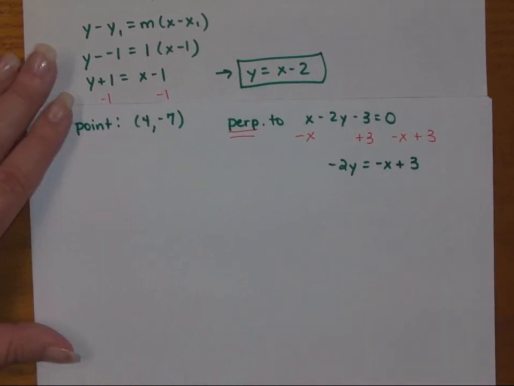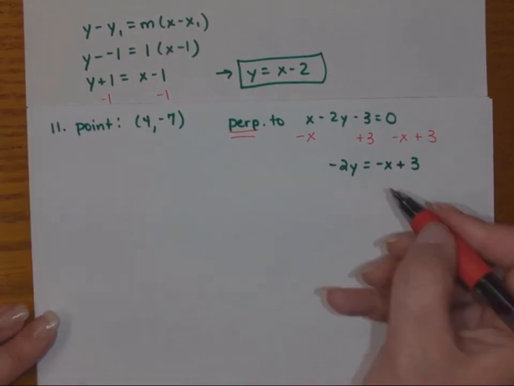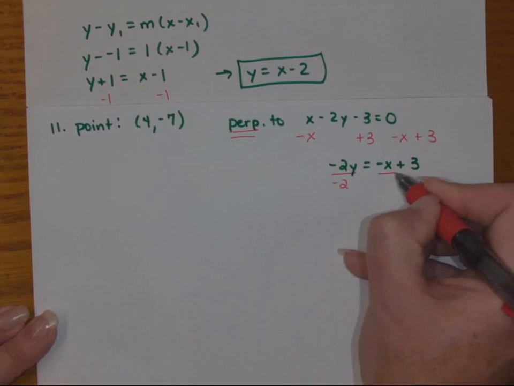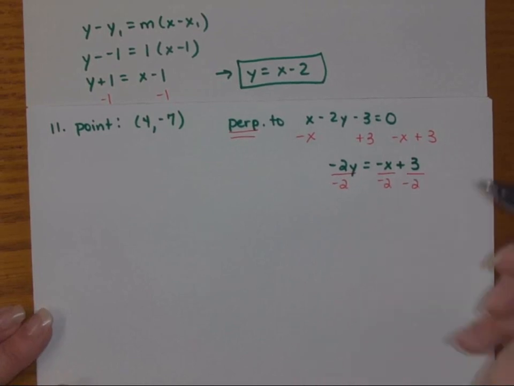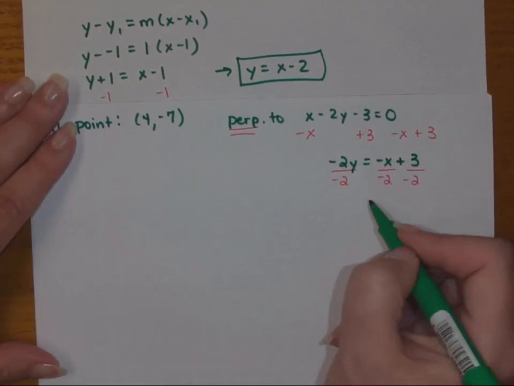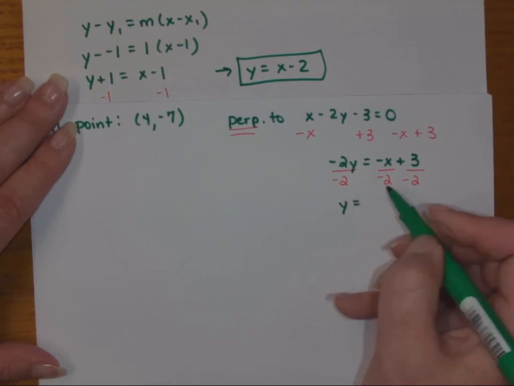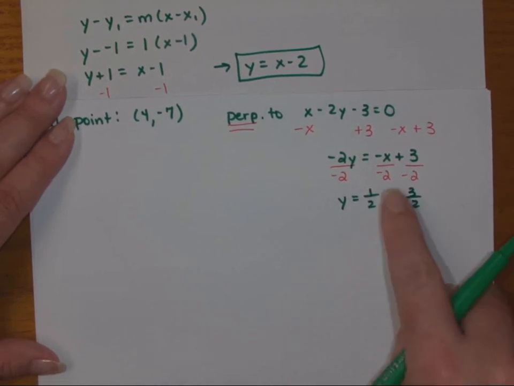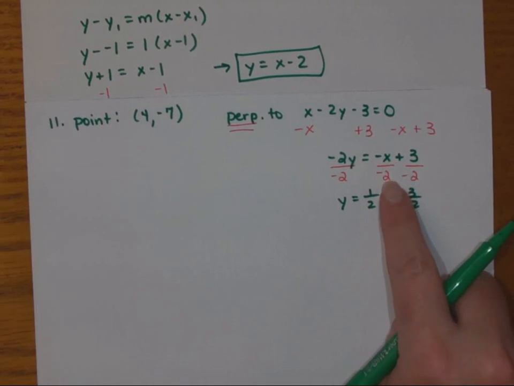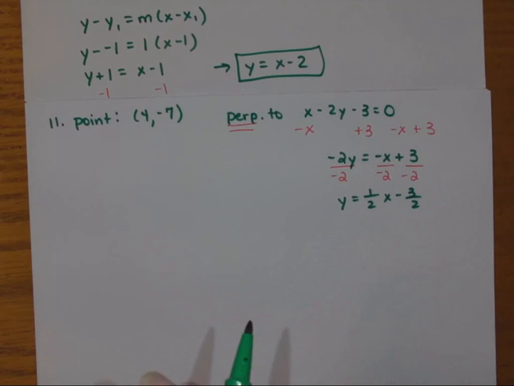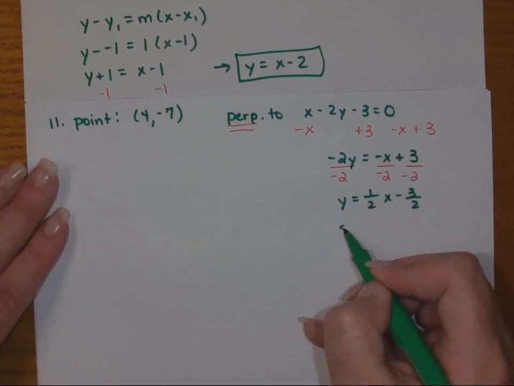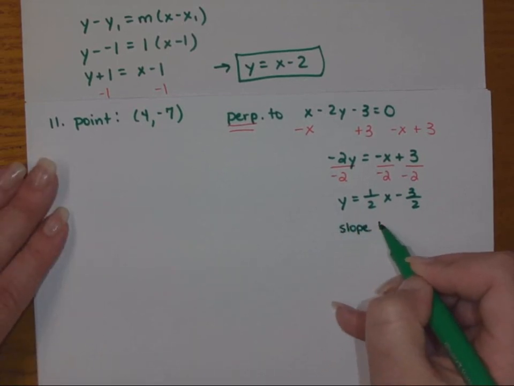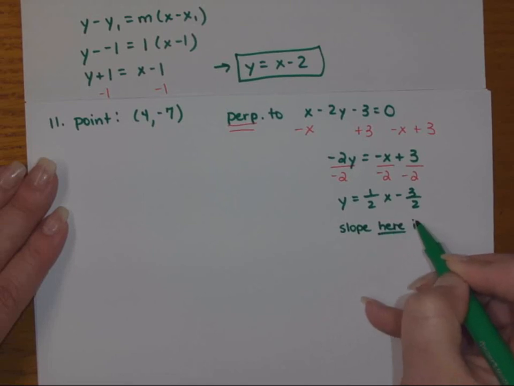Okay, so notice I moved the x and the 3 over, right? And then I still want to make sure that I have y equals, so I'm going to divide by -2. Notice I divided everything by -2. So I get 1/2 x minus 3/2. It's a 1 because the understood number is a 1, and then it's a positive because a negative over a negative is a positive. Okay, so notice the slope here is 1/2.